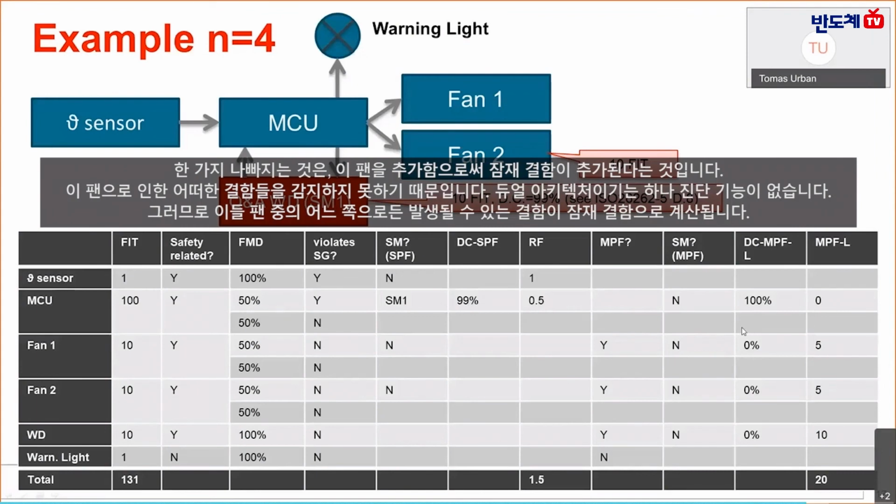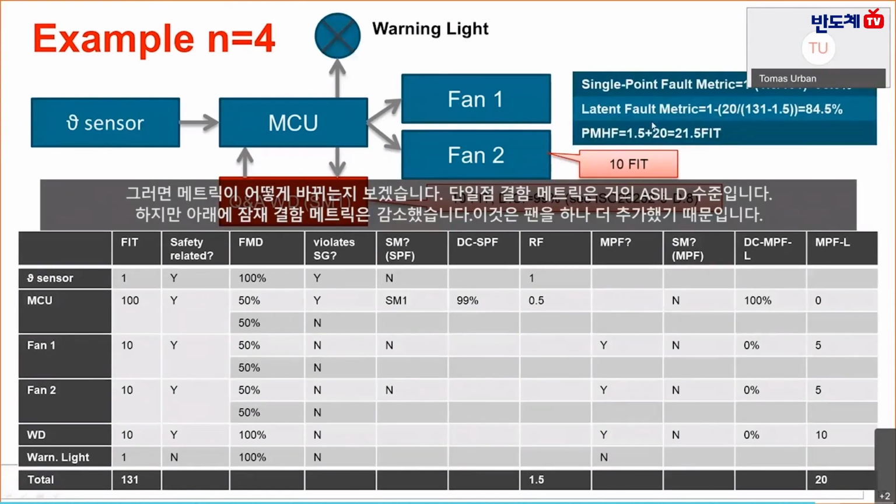A little negative effect is that by adding this fan, we also added a latent fault, because we are not detecting any kind of faults by that fan. We just use the dual architecture with no diagnostic. So any kind of failure in one of those fans counts in the latent fault. Let's see how the metrics changed.